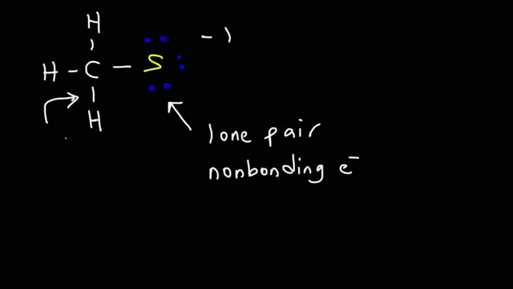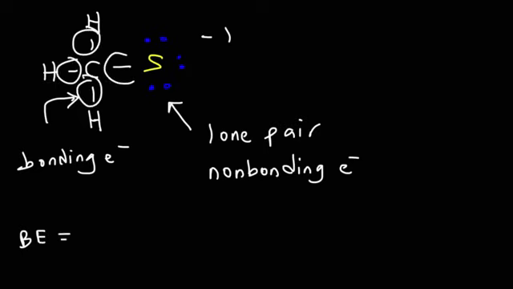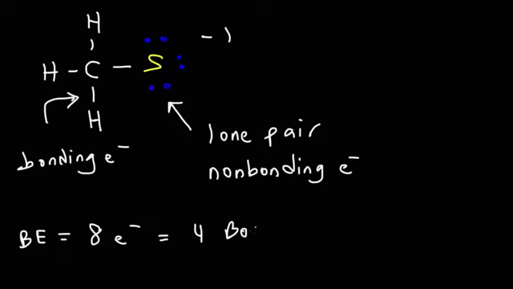In a bond, you have 2 bonding electrons. So to count the number of bonding electrons, this is going to be 2, 4, 6, 8. So this particular ion has a total of 8 bonding electrons because it has 4 bonds. Each bond contains 2 bonding electrons.